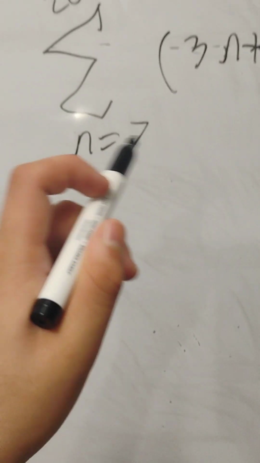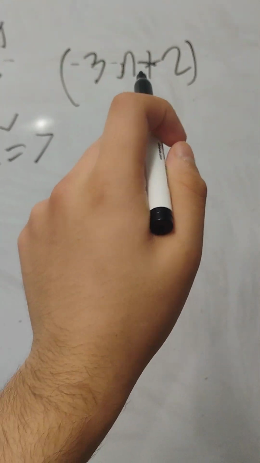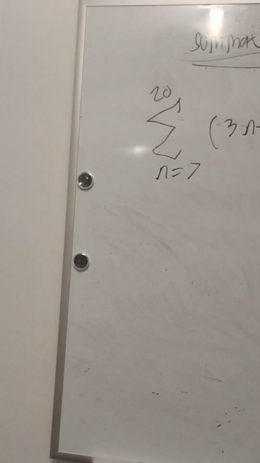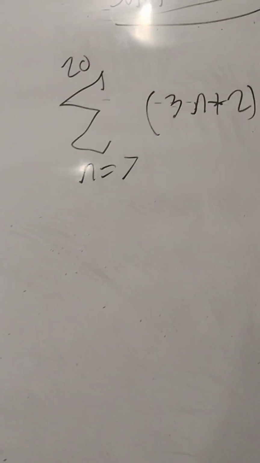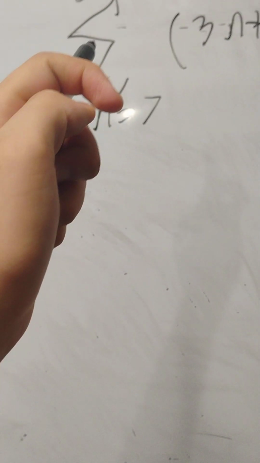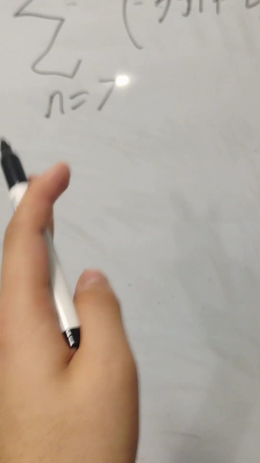Right now we have n equals 7, we have 20, and we have 3n plus 2. If you're trying to recognize what the summation symbol is for, it tells us where we're going to start, and we're going to list the terms up to 20. So what I'm trying to say is that summation, think of it as a sum. It's adding all the numbers.